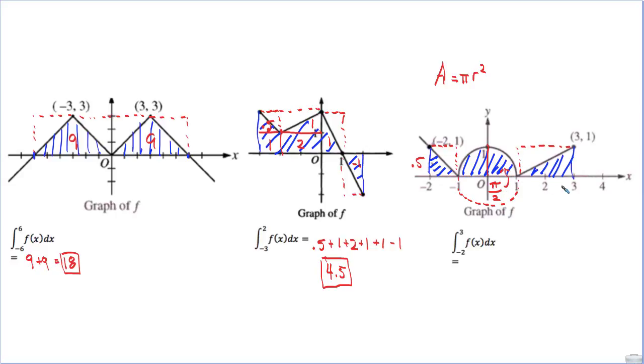And finally, this is going to be a 2 by 1. 2 times 1 is 2. Half of that is 1. All right, what do we got? We got 0.5 plus pi over 2 plus 1. So the answer here is 1.5 plus pi over 2. Done. All right, hopefully that video helped. I'll see you guys for the next lesson.